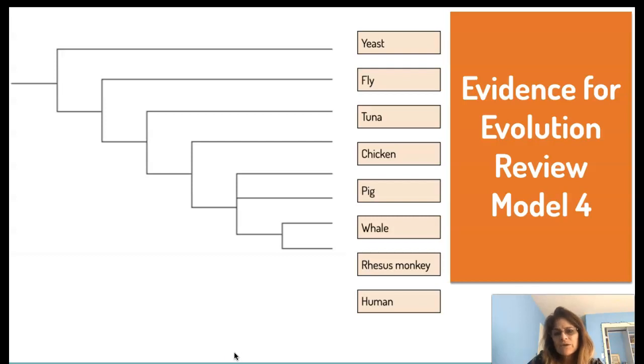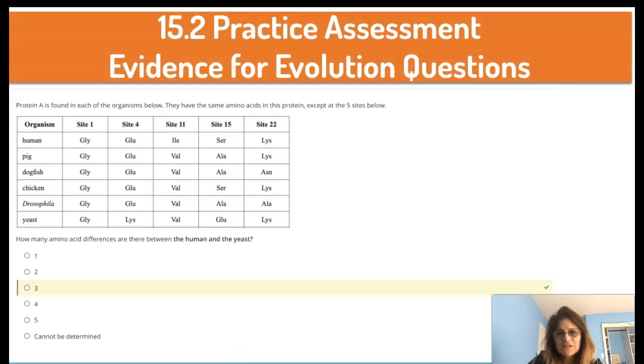Okay, I am now going to debrief the practice assessment, just the questions that students had trouble with. If you look at this data, we are looking at a protein called protein A and the amino acid sequence for this protein. And we have data for humans, pigs, dogfish, chicken, Drosophila, which is a fruit fly, and yeast. How many amino acid differences are there between the human and the yeast? So you just start going across. There's one difference, glue versus lice. There's a second difference, so there's 2, and there's the third difference. So the answer is 3.